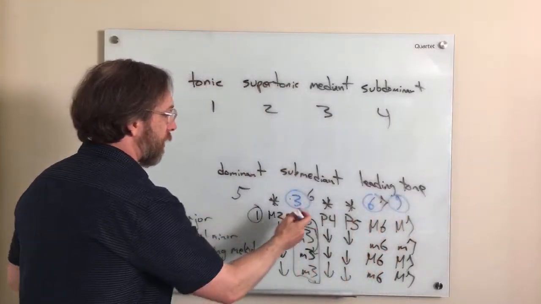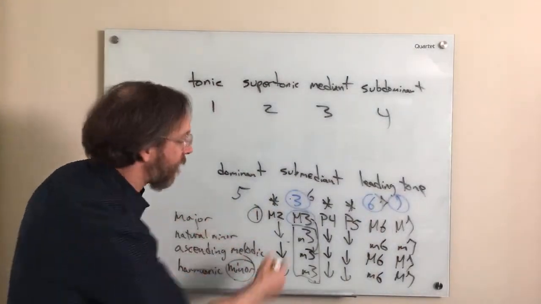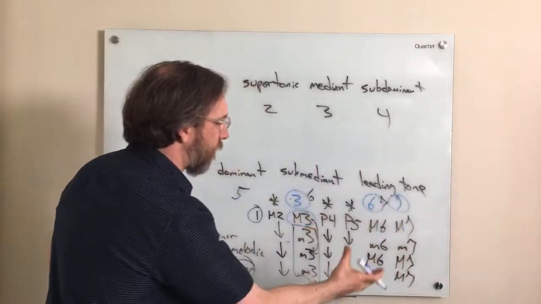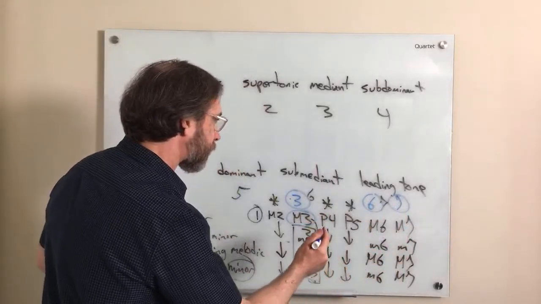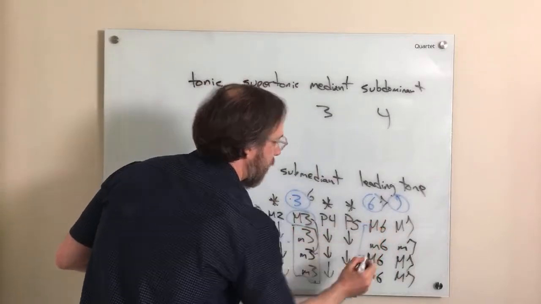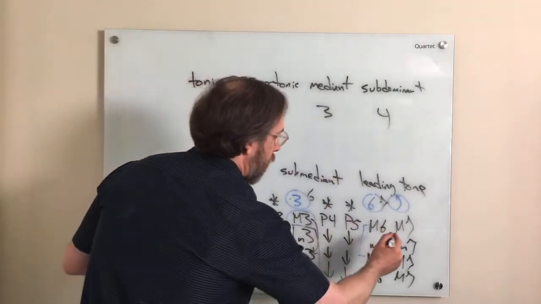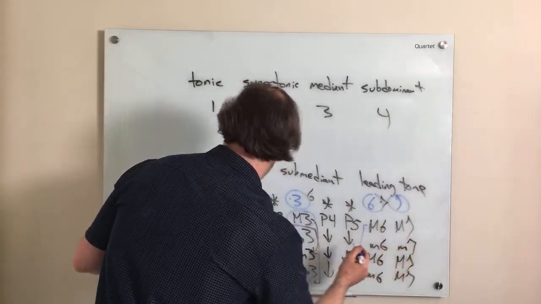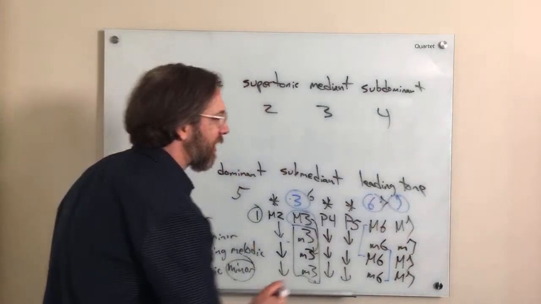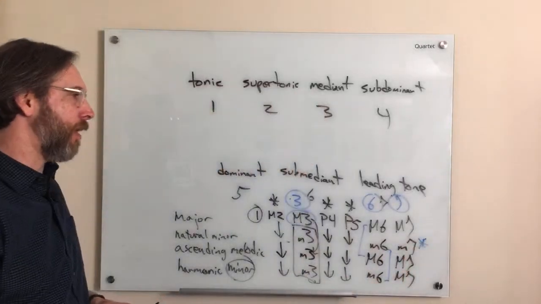Now, major scale is the only one that has a major third. All the minor scales have a minor third. The 6 and the 7 are the ones that are the most variable, right? So we'll see that major and ascending melodic minor both have major 6s. We see that natural minor and harmonic minor have the minor 6. We see that all of them have a major 7 except the natural minor scale.